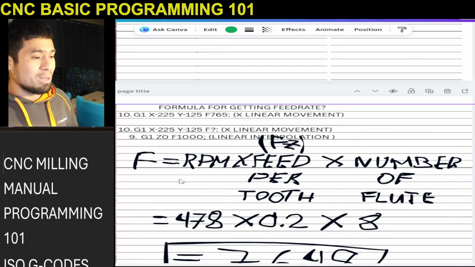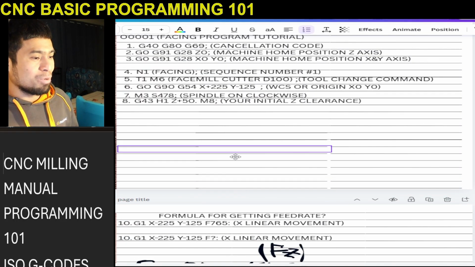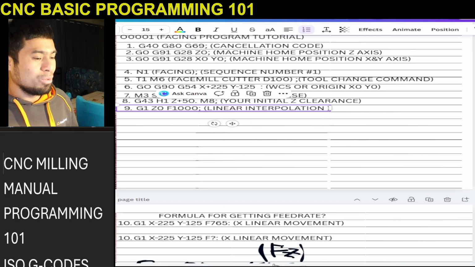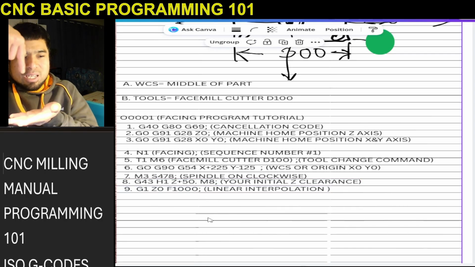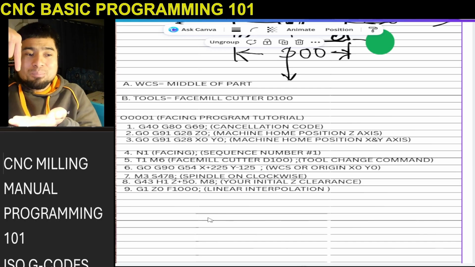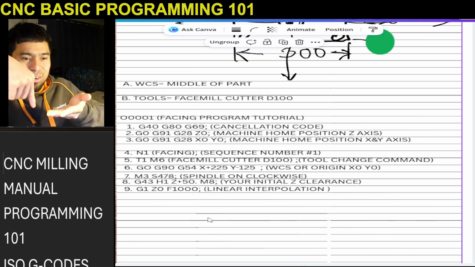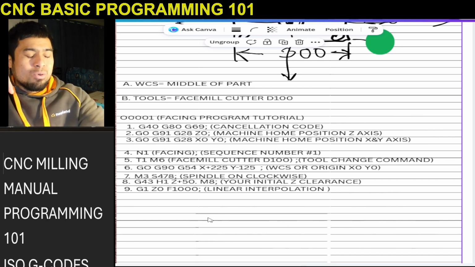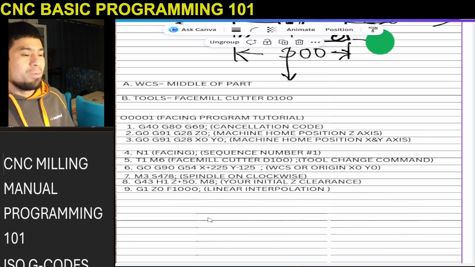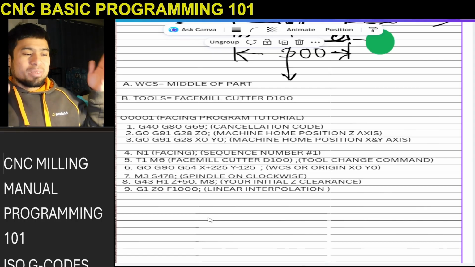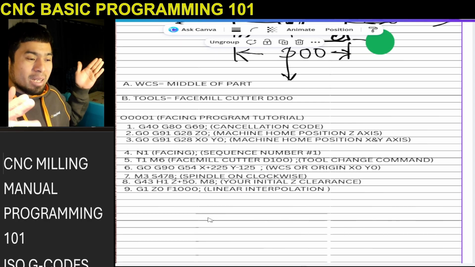So in our example, because I already put it here, I'll just grab this one and put it somewhere there. The next block is G1 Z0 feed 1000. So the tool will go to Z0 and it will go feed 1000, feed rate 1000 millimeter per minute. Millimeter per minute means 1 meter is equivalent to 1000 millimeter per minute.